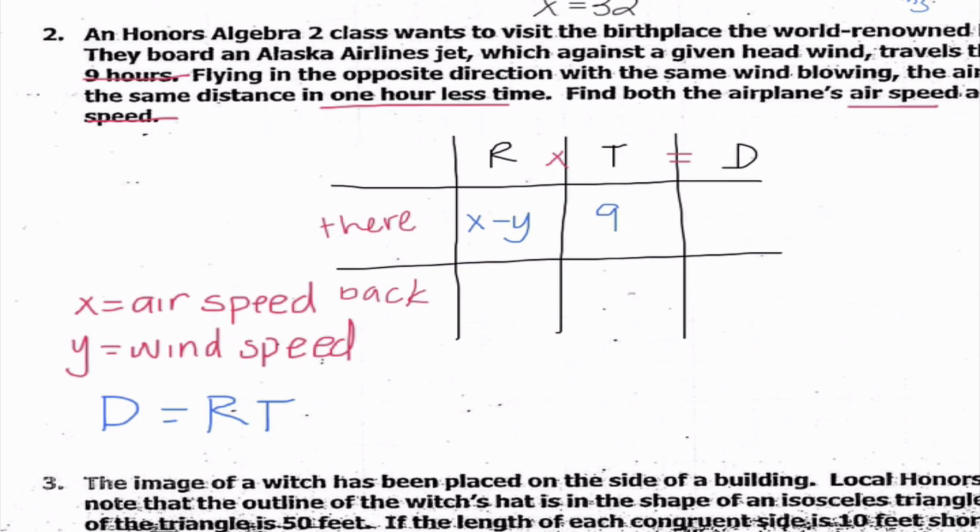I'm told that this is going to take 9 hours, so I'm going to say that our distance is 9 times the quantity x minus y, because I know rate times time equals distance. On the way back, with the same headwind blowing, this time I'm going with the wind, so it's going to make me faster, so I'm going to add their rates together. It says it takes 1 hour less time, so I'm going to write that that is 8 hours. And I have 8 times x plus y.